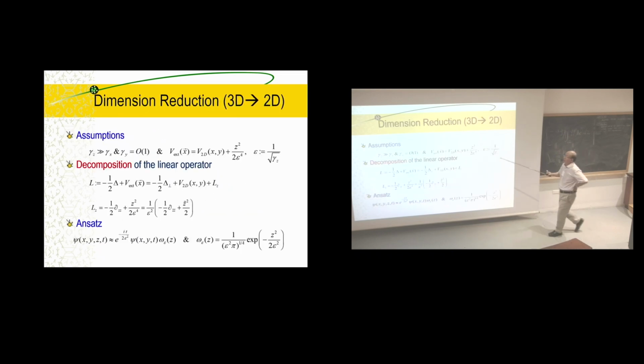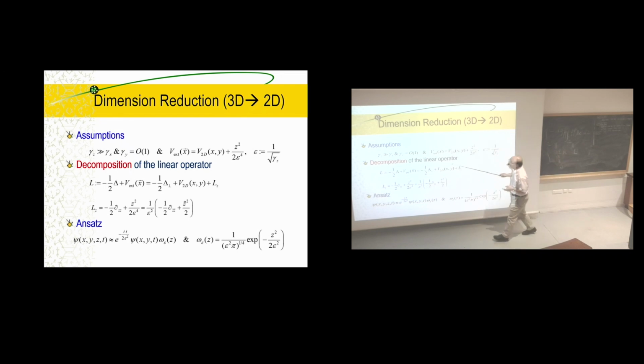Okay, so the setup is the following. I suppose gamma x, gamma y are order 1, and gamma z is much bigger than 1. So consider what happens when gamma z goes to infinity. For mathematicians, something going to infinity is not good; we like something going to 0. So we choose epsilon equal to 1 over square root of gamma z. Then gamma z going to infinity corresponds to epsilon going to 0. So now my potential V can be written as V2D(x,y) plus z squared over 2 epsilon to the power 4. So this is the leading term.